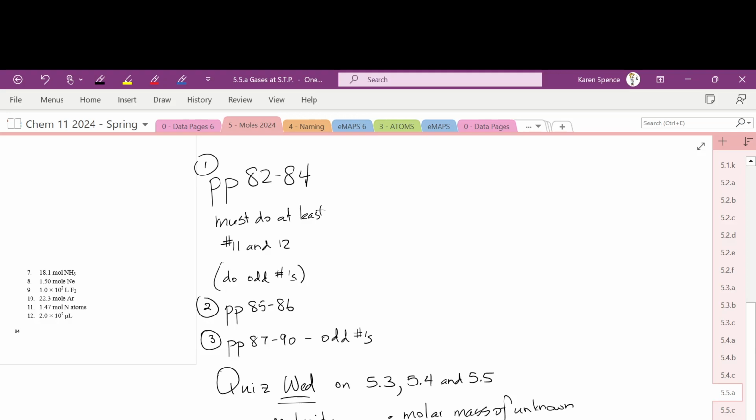If you're really good at converting, you might do every third question here. You know what I mean? Do as many as you need to feel like you're going to be prepared for your quiz on Wednesday. And if you want extra practice, the Mega Mole review has extra practice.